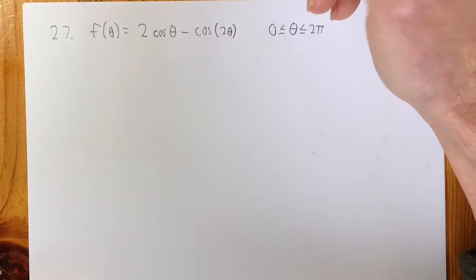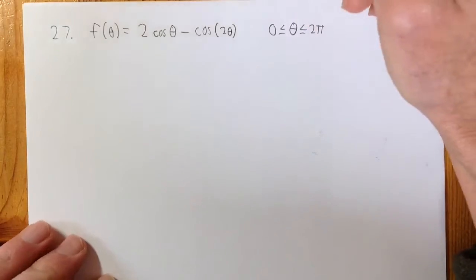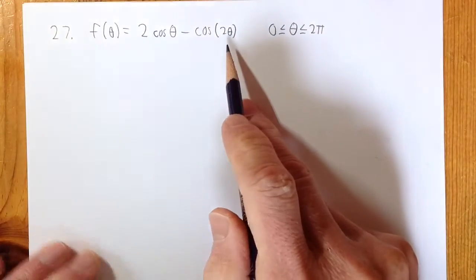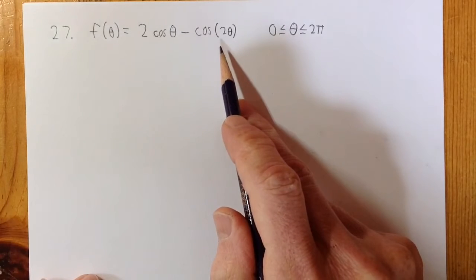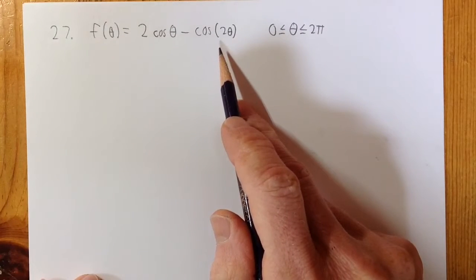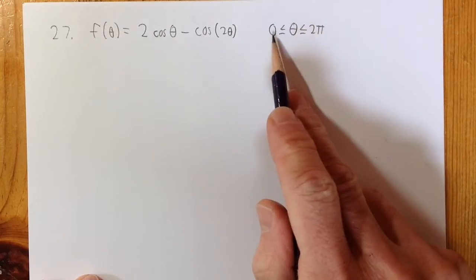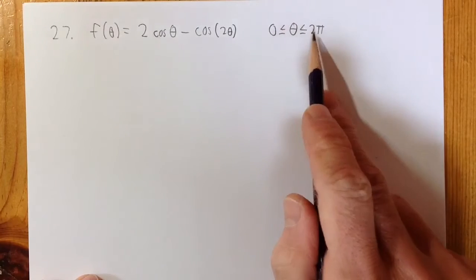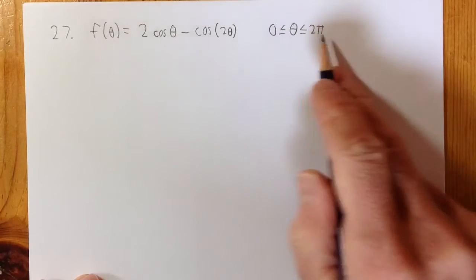Okay, let's look at number 27 on page 287, section 4.3, where we want to be graphing functions. This one is a trigonometric function, which makes them a little bit trickier. So I decided I'd do this one. And now the thing is, we're only looking at it when theta is greater than or equal to 0 and less than or equal to 2 pi. So we're not looking for all infinities, just over a certain region.